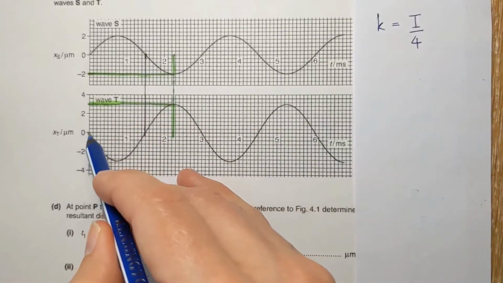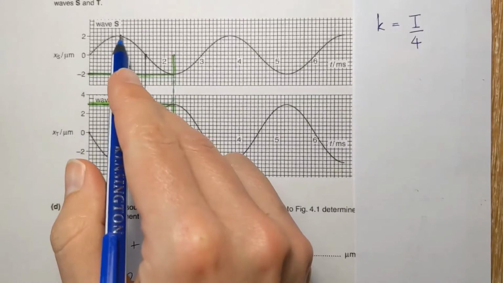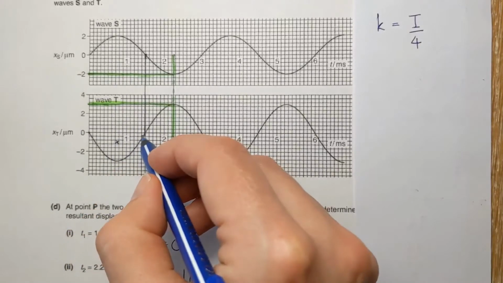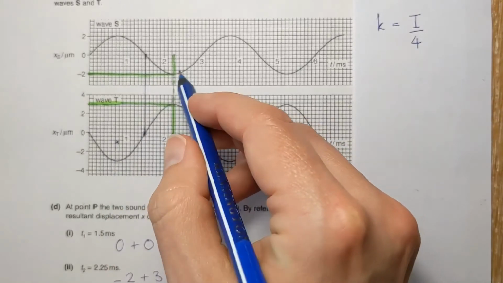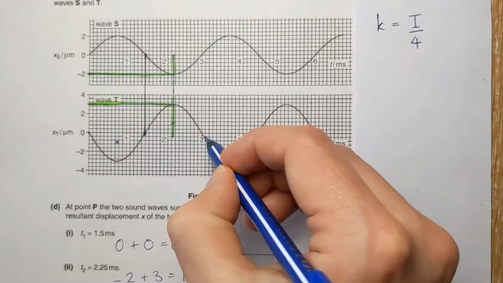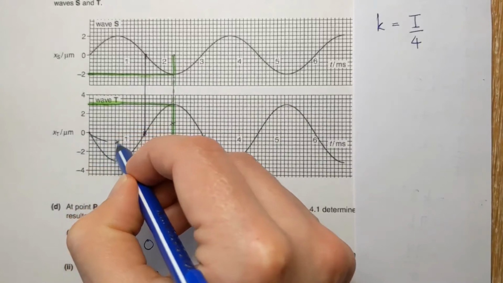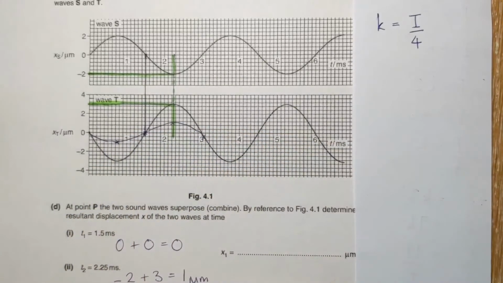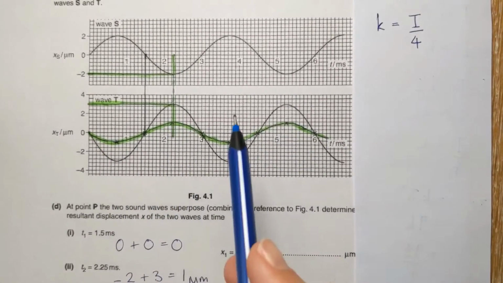So we've got at the start 0 plus 0 is 0. And then -3 plus 2 is -1. And then 0 plus 0 is 0 again. Then 3 add -2 is +1. And then 0 add 0 is 0 again, etc. So you can see that the resultant of the 2 waves is in here. And so we can see that the amplitude of that wave is 1.